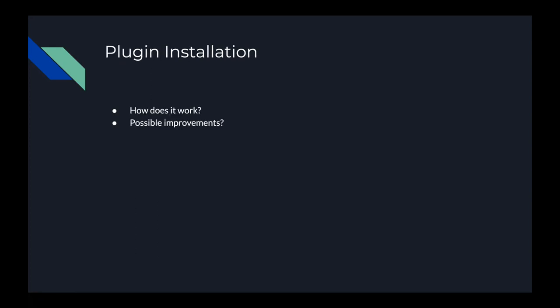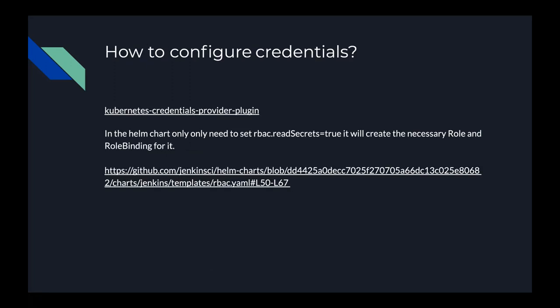Thank you. Plugin installation, how does it work? Possible improvements. I'm not going to go too deep into that. But one part I will cover is how to configure your credentials. There is a Kubernetes credential provider plugin. In the Helm chart, and now I see you have a typo in here, you only need to set the RBAC read secrets to true, and it will create the necessary roles and role bindings. Again, this is at a namespace level. And I put a link to where that is in the actual code for that Helm chart.